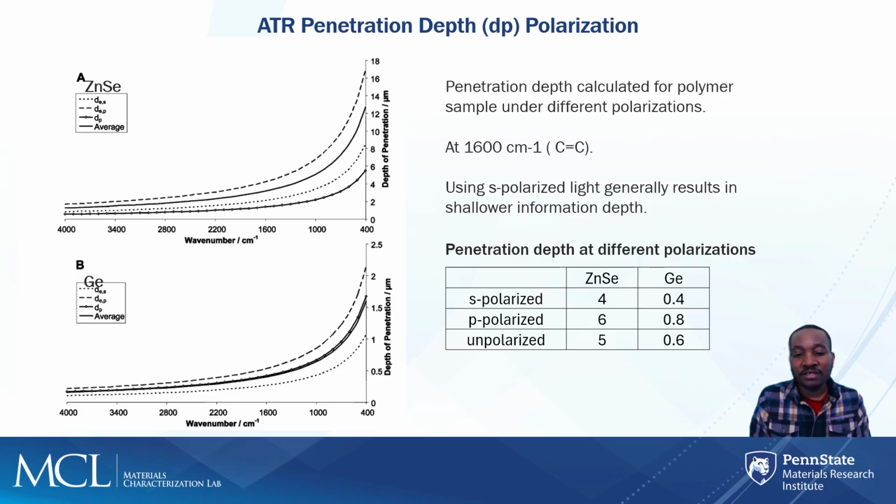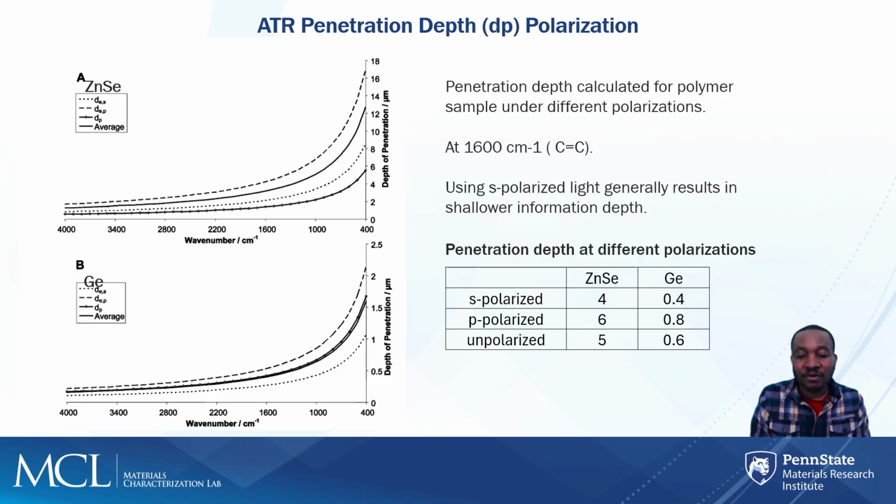So in this case, we're looking at a polymer again, and at this polymer, we're looking at a peak at around 1600 wave numbers. And you'll notice that we'll get different penetration depths depending on whether we're using S-polarized light or P-polarized light, and indeed even when we're using unpolarized light. So for example, if we're looking at a polymer at 1600 wave numbers with S-polarized light and a zinc selenide crystal, we're going to get a penetration depth of about 4 microns into the sample.